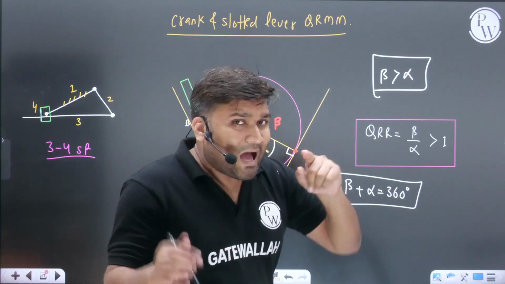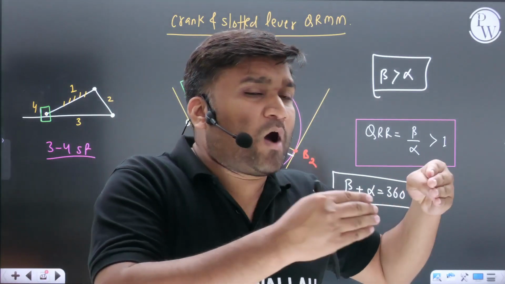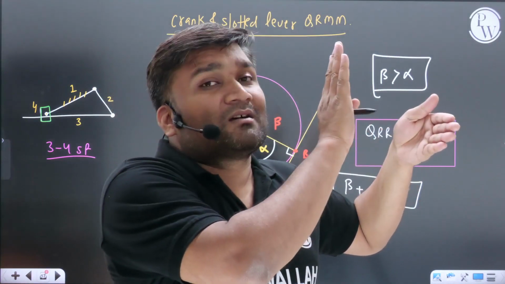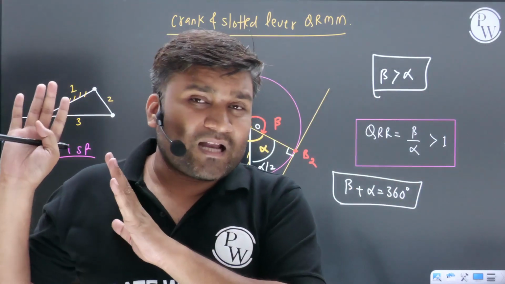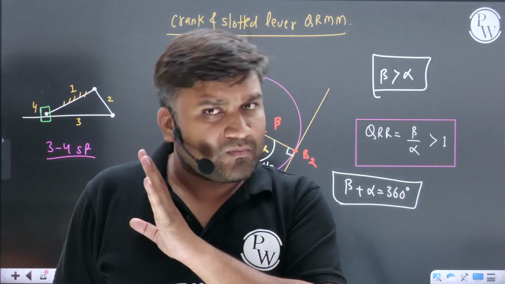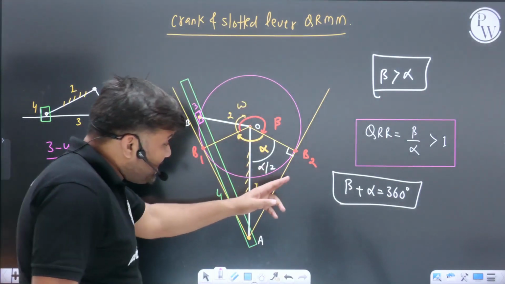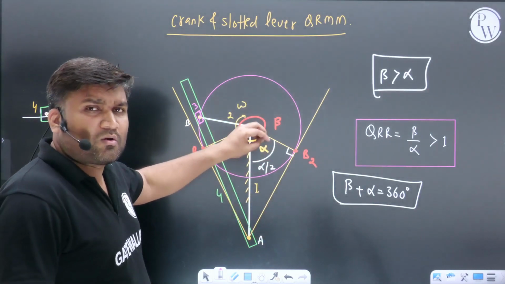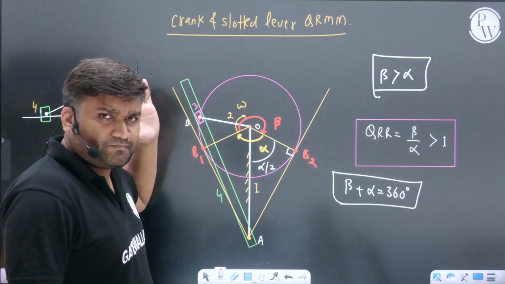Getting my point? Either they will give the dimensions and ask you to find out how much is the quick return ratio, or sometimes the reverse, they will give you the quick return ratio and ask how much is the dimension of the missing link. Clear? It is a simple geometry problem, but if you can identify these configurations, if you can identify the extreme positions, very easily you can solve it. Very easily you can solve it.